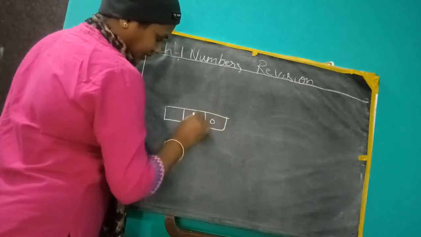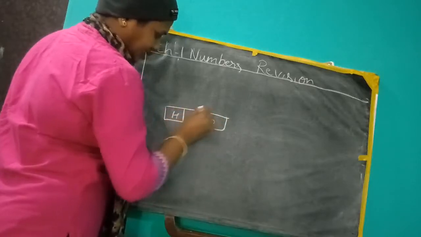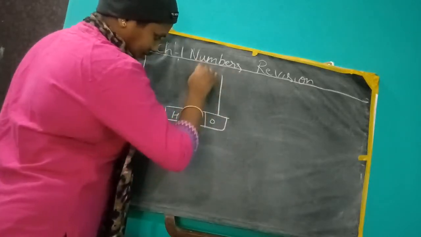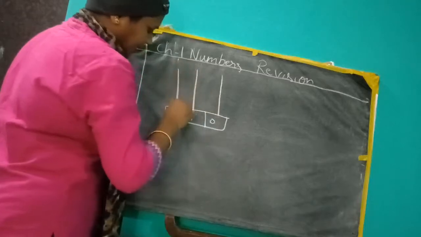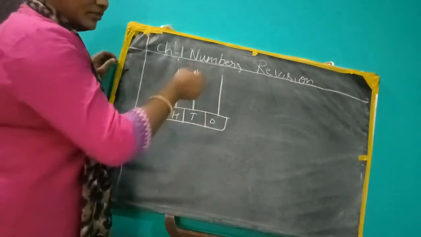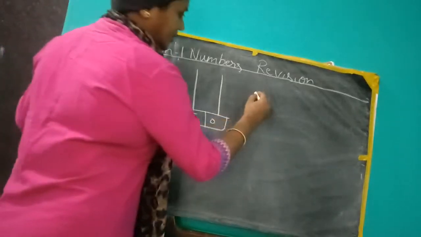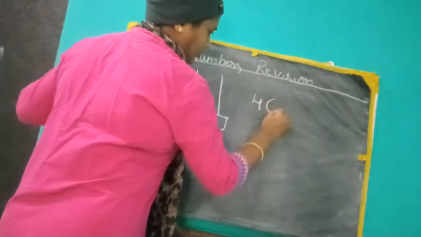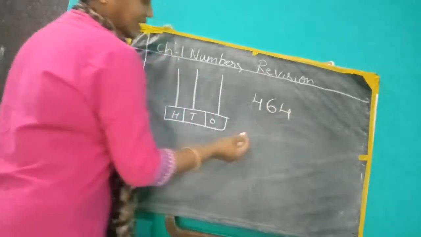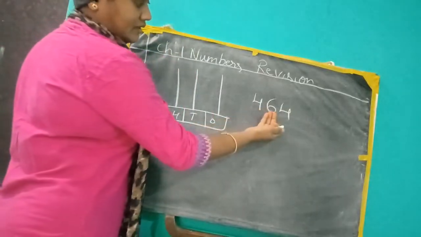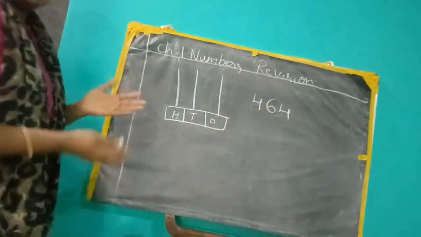See, ones place, tens place, hundreds place, and rods. In these rods, we will keep the beads. For example, here they have given it like this. What is this? 464. Then what will you do?